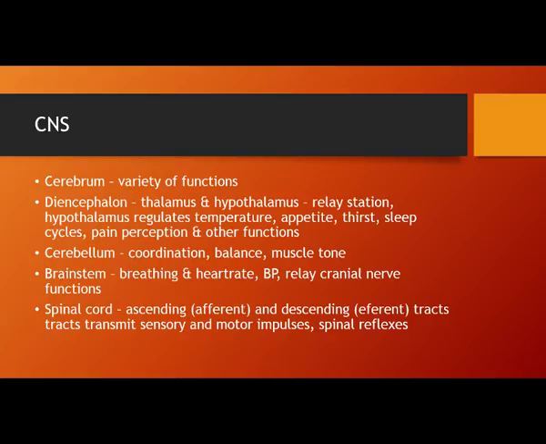The spinal cord itself contains ascending or afferent and sensory tracts, and descending, which are efferent or motor tracts. And then these tracts are going to transmit sensory and motor impulses, and also some feedback is processed in the spinal cord as spinal reflexes without having to go to the brain.